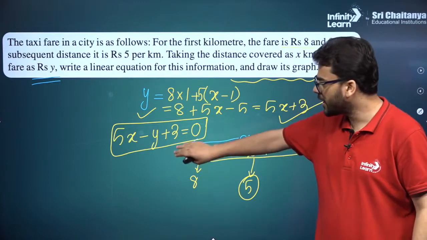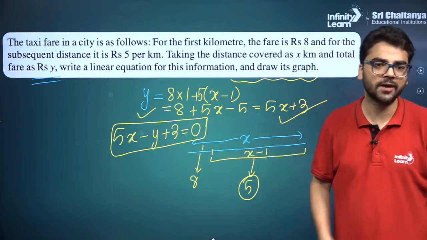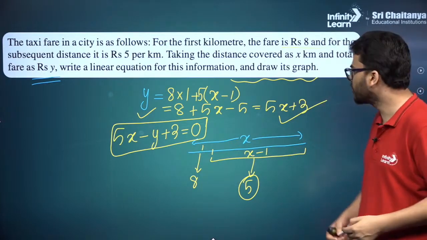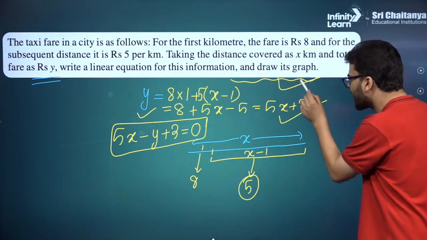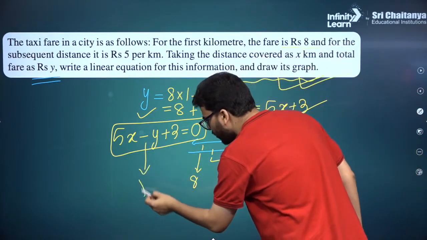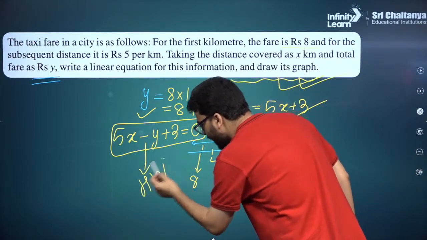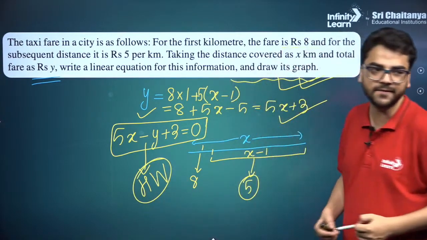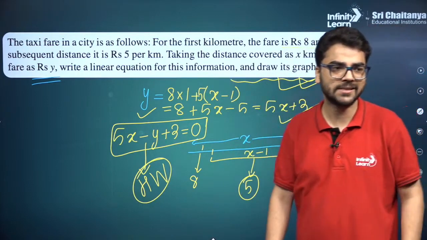So this is the linear equation in two variables according to the given question over here, and you have to draw its graph, but I'm not drawing its graph. You can draw on your own. I'm giving it as homework. You can try doing it on your own, right? Because we have done many questions on how to draw graphs. I hope it is clear.